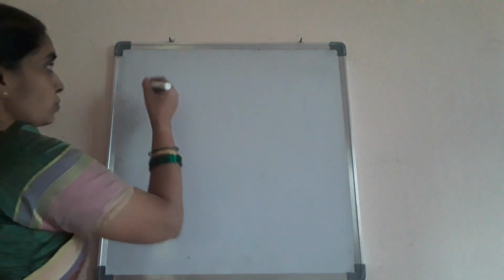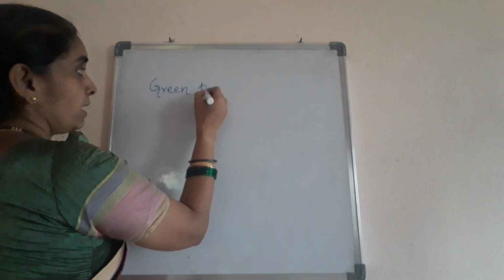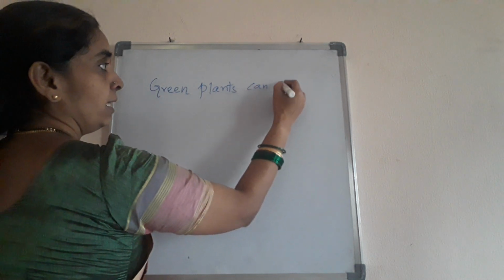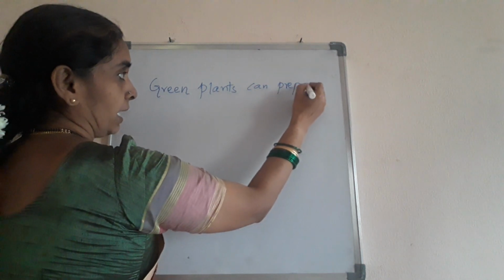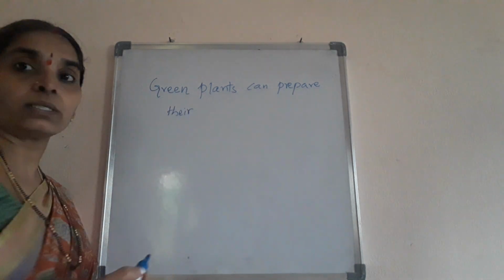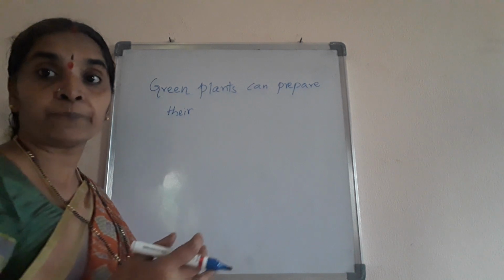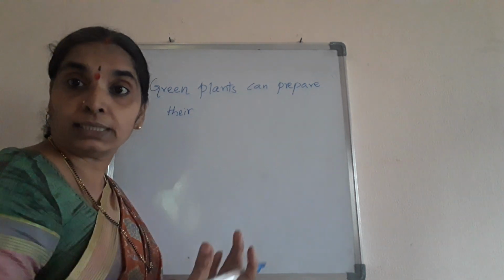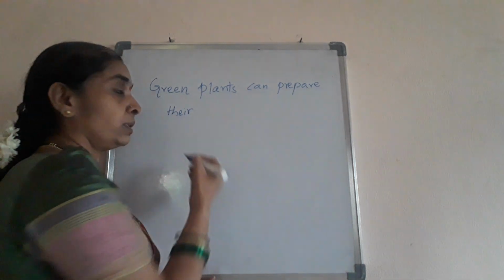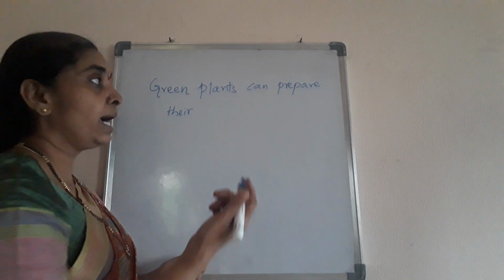What are autotrophs? You know now from previous classes you understood that only green plants can prepare their own food. Then what about the other plants? There are also non-flowering plants, and also certain plants which depend on other plants for their food. What are they called? Such plants which depend on other plants for their food are called heterotrophs.